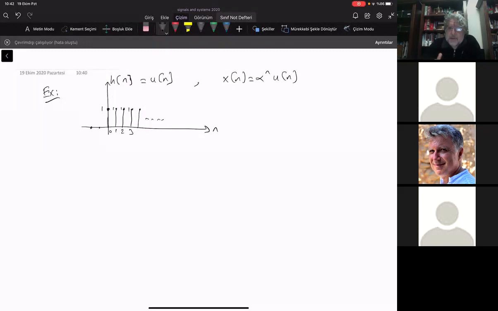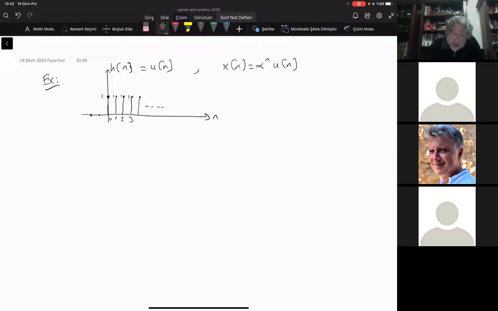In fact, I didn't even have to draw these things. In a question, I could say that h of n is u of n and x of n is alpha to the n u of n. So as you see, x of n is also infinite extent. It's an exponential, alpha to the power n, starting from 0. Depending on the value of alpha, it could be an increasing exponential, like if alpha is greater than 1, like 2 or something. Or if alpha is less than 1, like between 0 and 1, like 0.5, then it will be a decaying exponential, right? But it's infinite extent still.